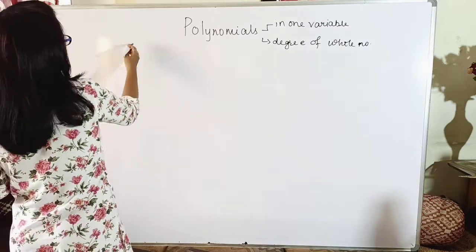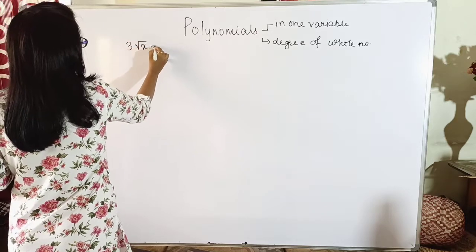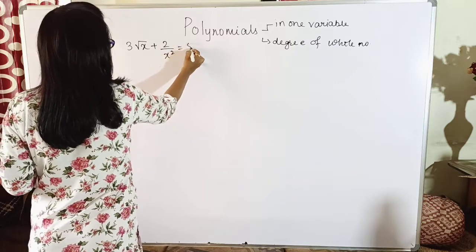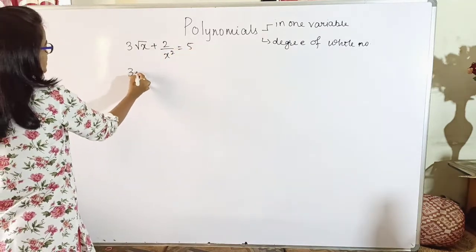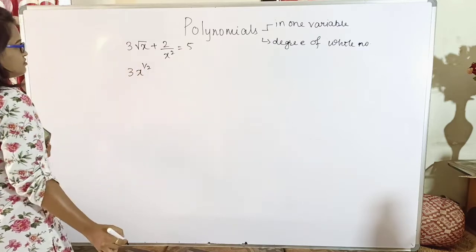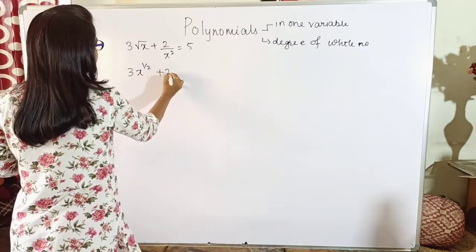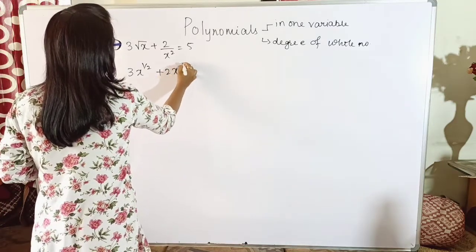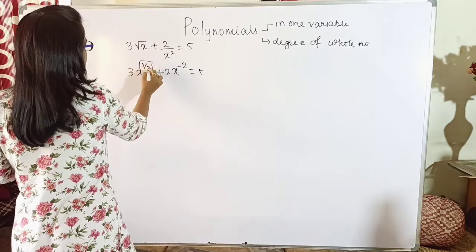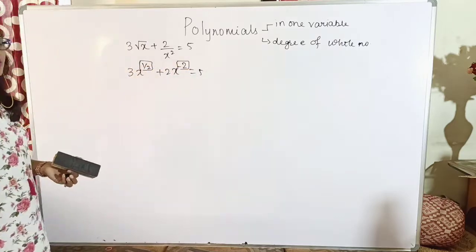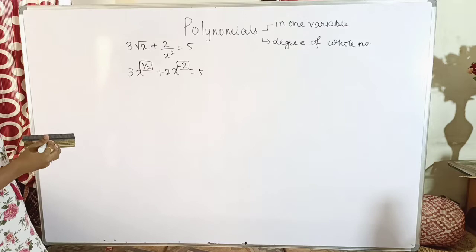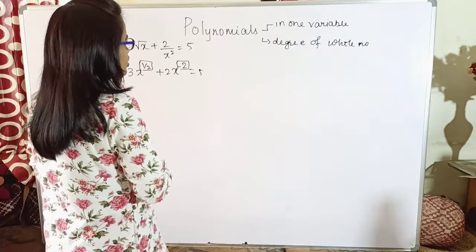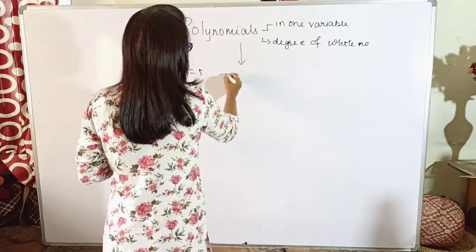For example, if I write 3 under root x plus 2 by x square equal to say 5. Now as you can see, this root x could be written as x raised to 1 by 2, because it is under root. Similarly, this x square which is present in the denominator, if you shift it to the numerator, it will become x raised to minus 2. As you can see, the powers of the variable are not whole numbers, hence the given expression is not a polynomial.